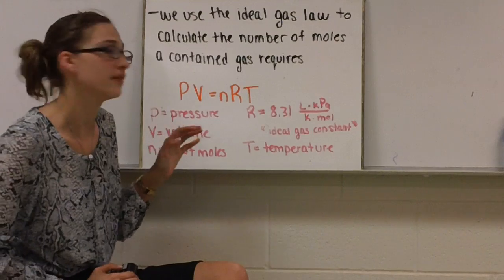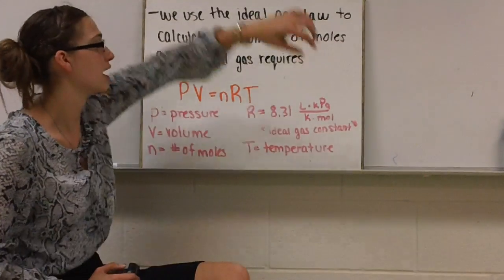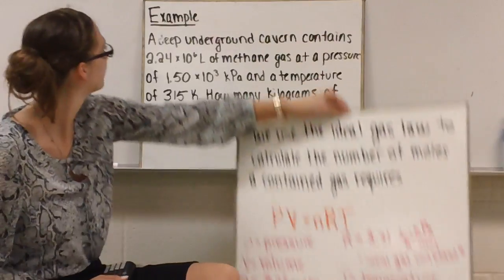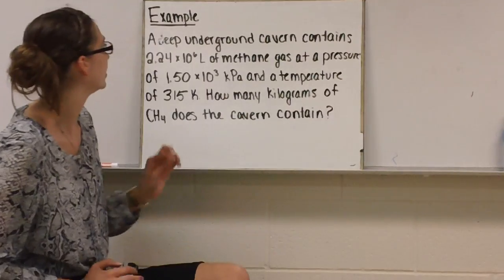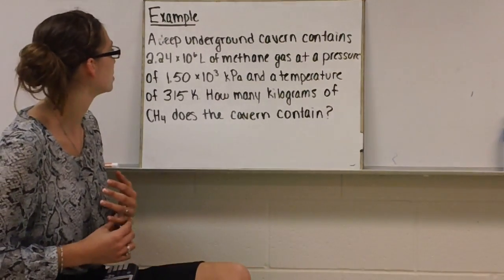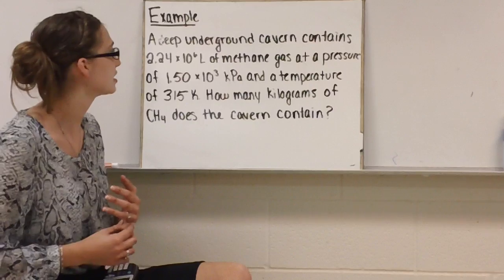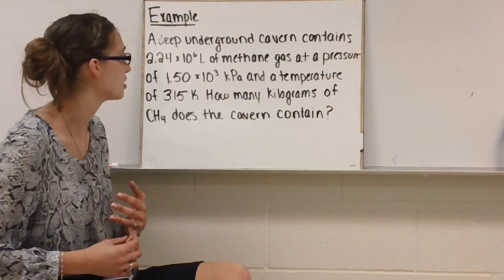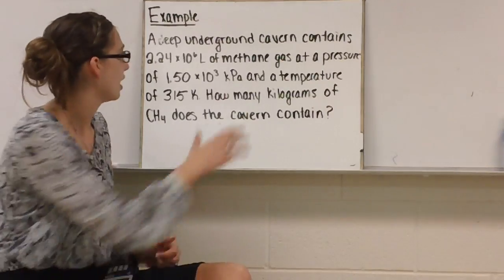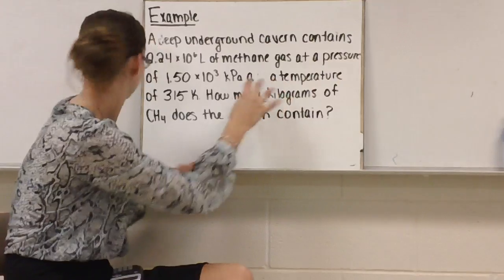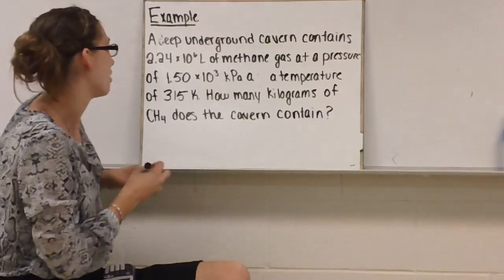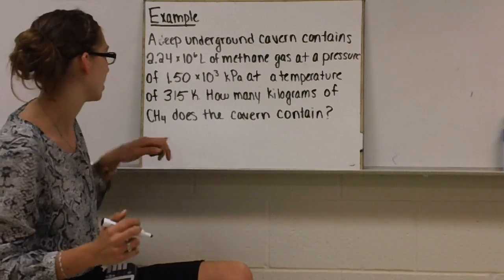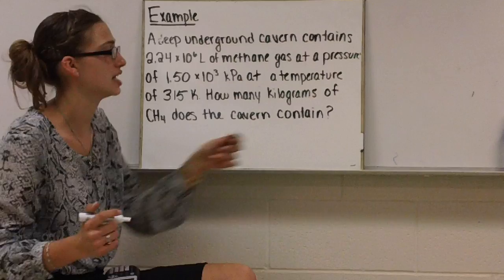So let's do a practice problem that uses our ideal gas law. So that's PV is equal to nRT. Alright, so here's an example. A deep underground cavern contains 2.24 times 10 to the 6 liters of methane gas at a pressure of 1.50 times 10 to the 3rd kilopascals at a temperature of 315 Kelvin. How many kilograms of CH4 does the cavern contain?